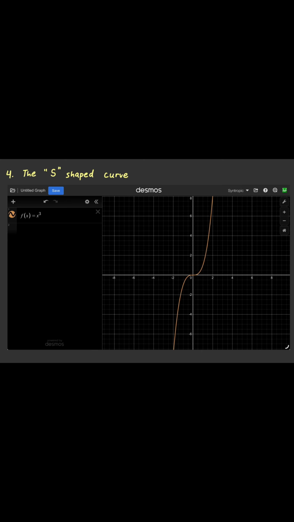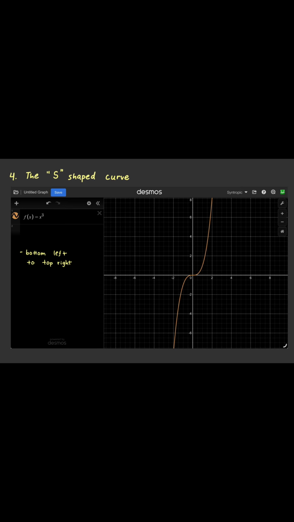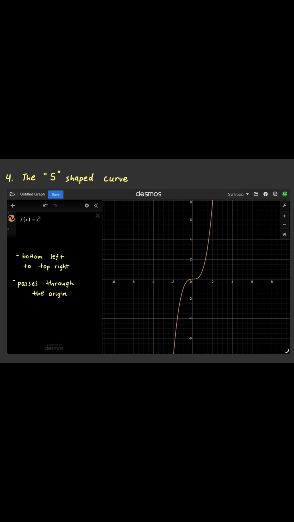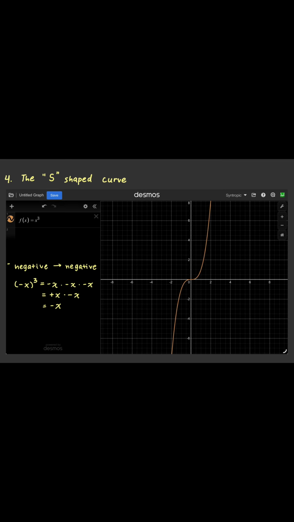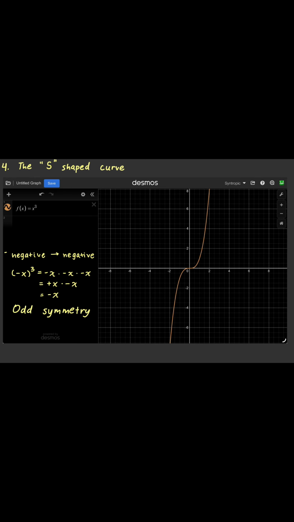Moving on, we have x raised to the power of 3, meaning x cubed, or the S-shaped curve. This line grows from the bottom left to the top right, and it passes through the origin. In here, negative values remain negative, since multiplying a negative number by itself 3 times will keep the same sign. And that is why f of negative x equals negative f of x. This is called odd symmetry.